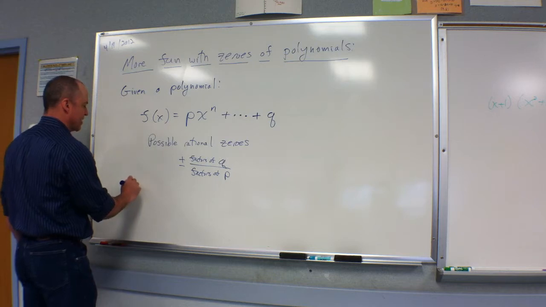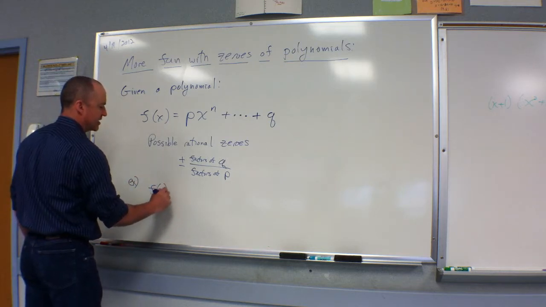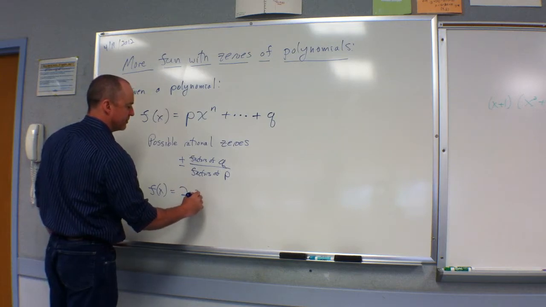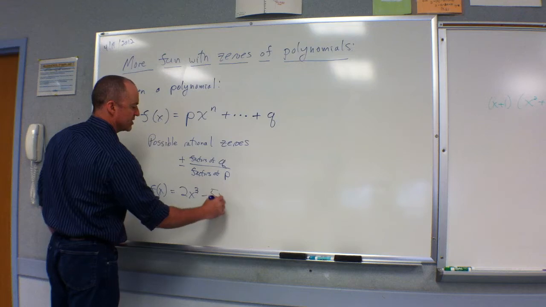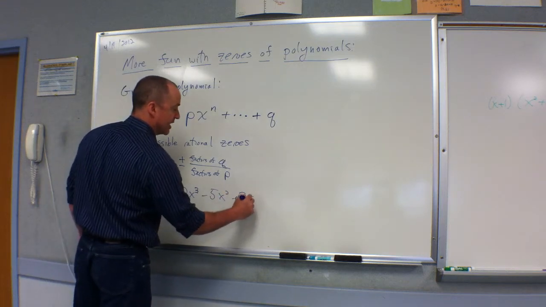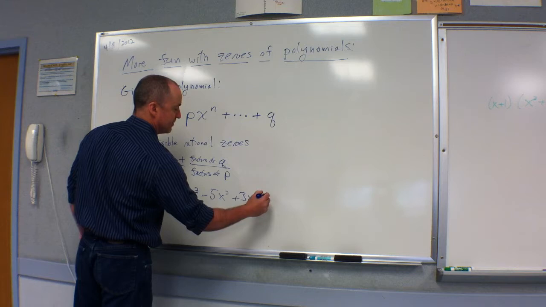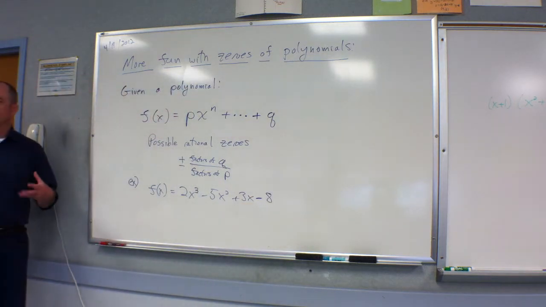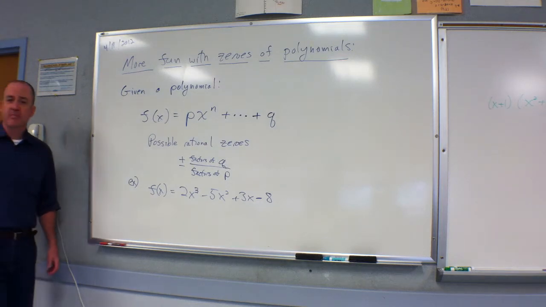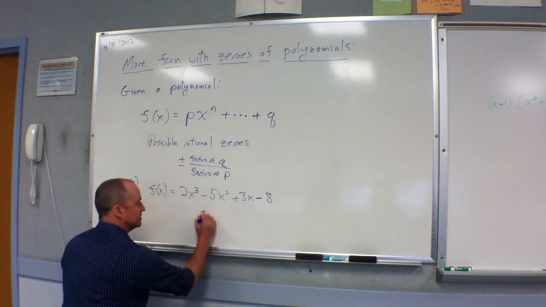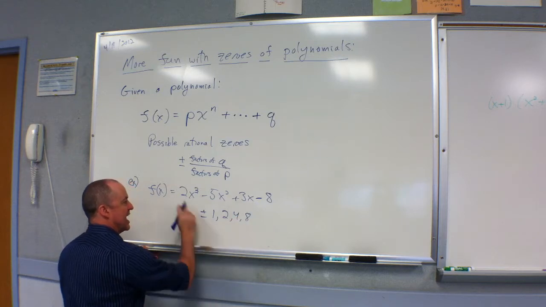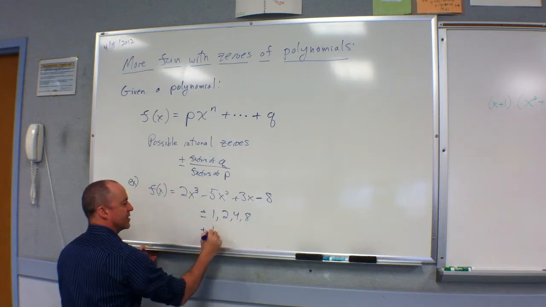If I have, for example, f of x equals 2x cubed minus 5x squared plus 3x minus 8. Now yesterday, what factors would you have guessed might give you real rational integer zeros? Plus or minus 1, 2, 4, and 8. Yep. Yeah. Well, now you'd have to include plus or minus 1 over 2.